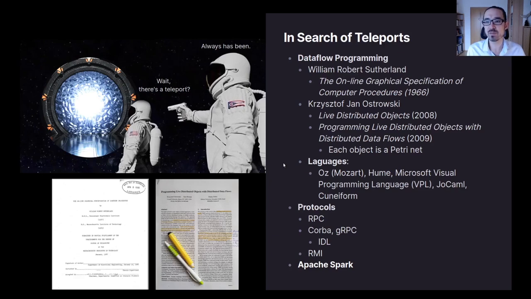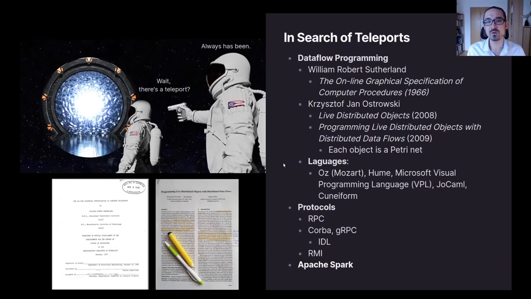Notable work by Bob Sutherland. Pretty much pioneering work in terms of specifying the first graphical representation of programs that can then be distributed across computers. Ostrovsky's work is also quite notable. The main point here, in his notion of what he calls live distributed objects, is that programs pretty much can be orthogonal to the underlying infrastructure and the underlying runtime.